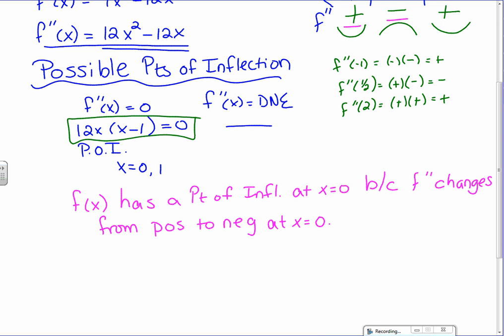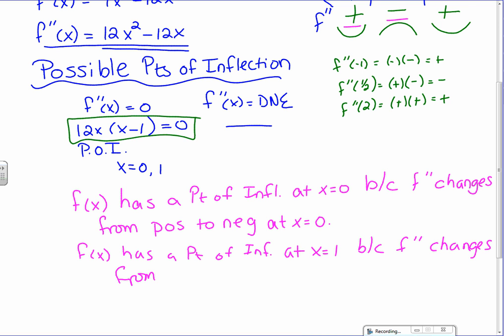I can repeat the same thing. F of x has a point of inflection at x equals 1 because f double prime changes. How does it change? This time it was going from negative to positive. Look back at our sign chart. We went from negative to positive at x equals 1.